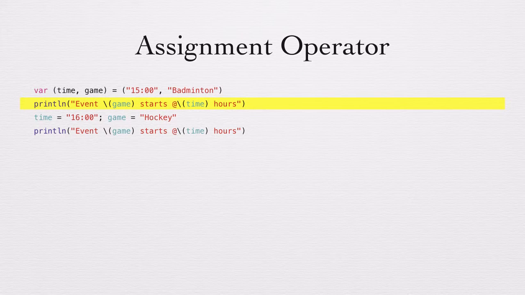This statement prints the values of time and game variables on the console. To print the variable values, earlier we used the plus operator to combine two strings. In this statement, I use a different syntax as seen here to extract and print the value of the variable. This statement modifies the values of the two variables. The program now prints the new values on the console.